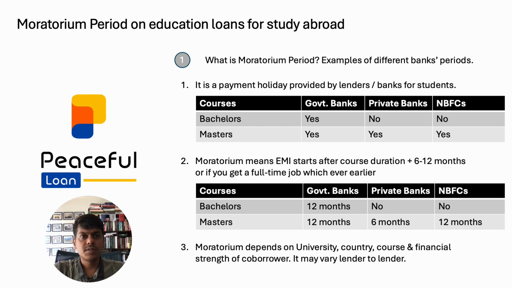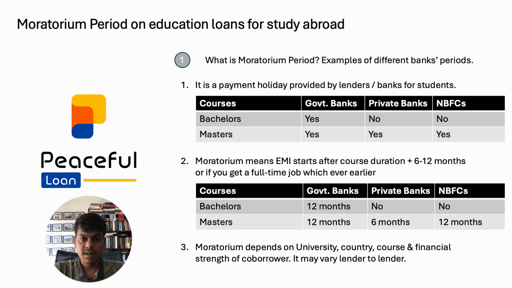What are the different types of courses for which students go abroad, either for bachelor's or master's? As you can see in the table, moratorium period is available with government banks for both bachelor's and master's. But the disadvantage with government banks is they only approve secured loans against collateral. Collaterals being either your residential property or fixed deposit in most of the cases.